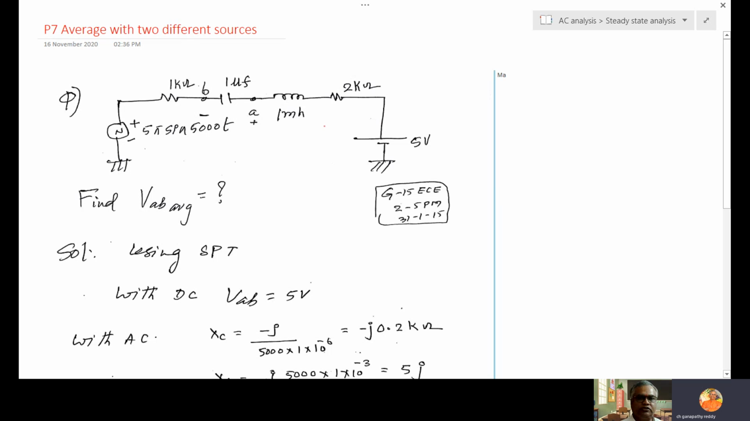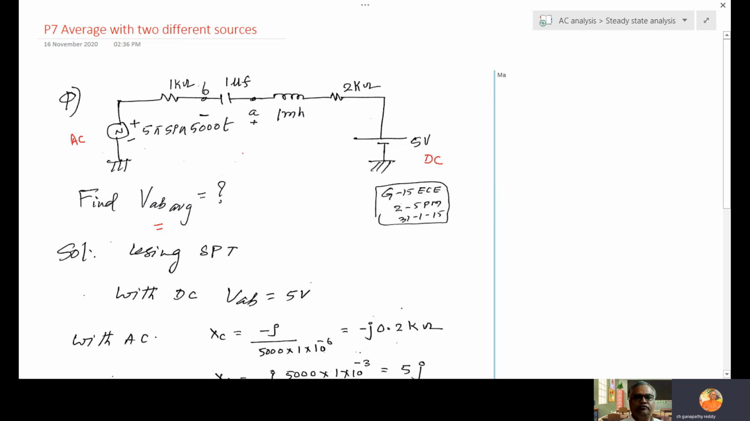So this is one problem. Find VAB average. So here, one AC source with the frequency of 5000, one DC source, and a resistor, inductor, capacitor, and another resistor. The voltage across the capacitor is VAB, but it is asking for the VAB average value.